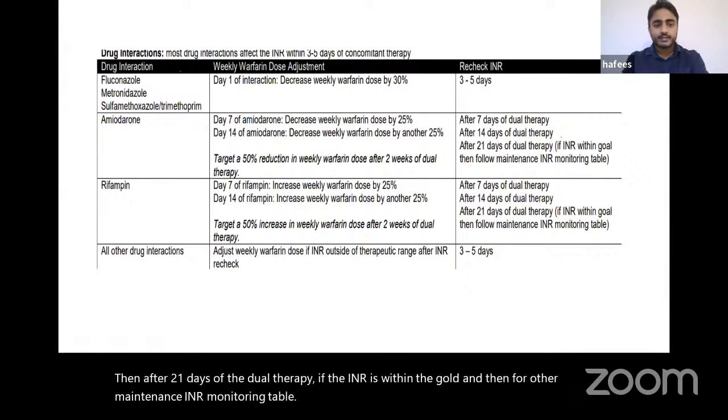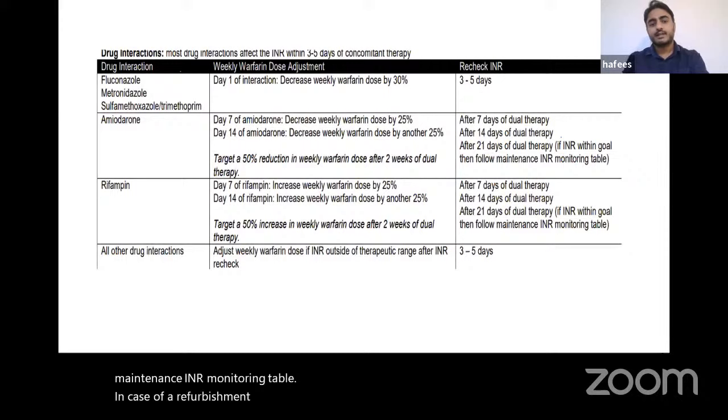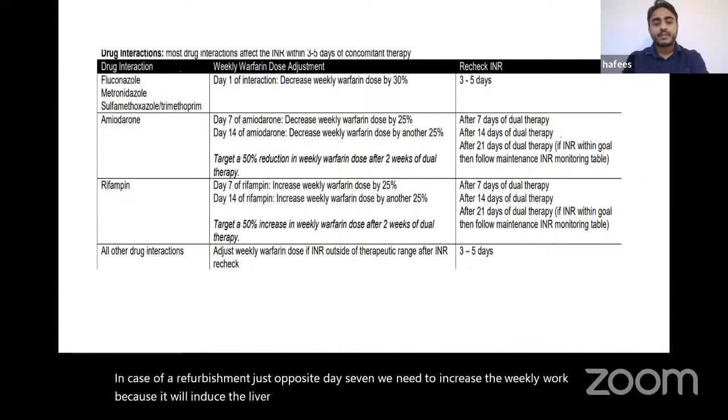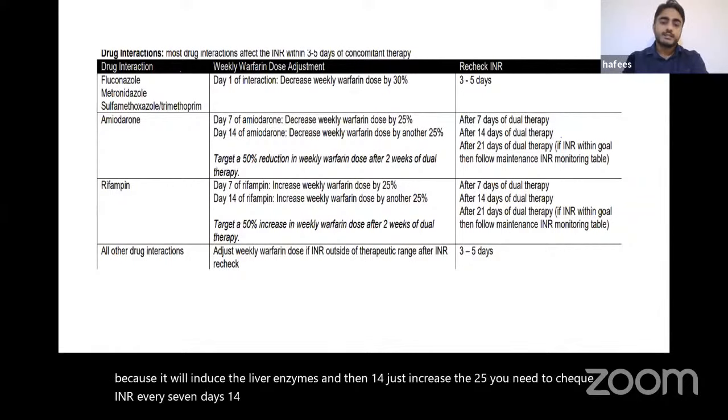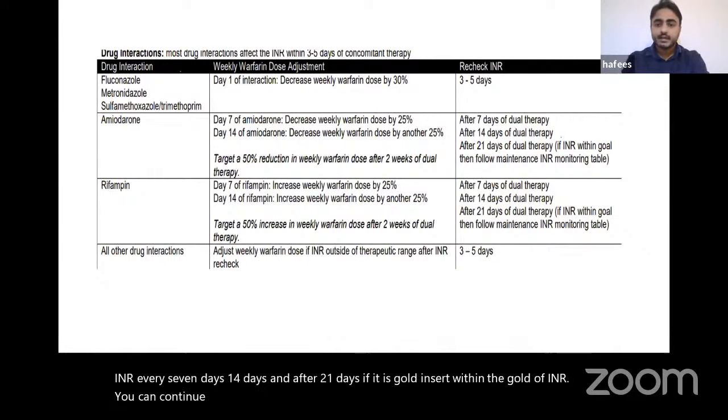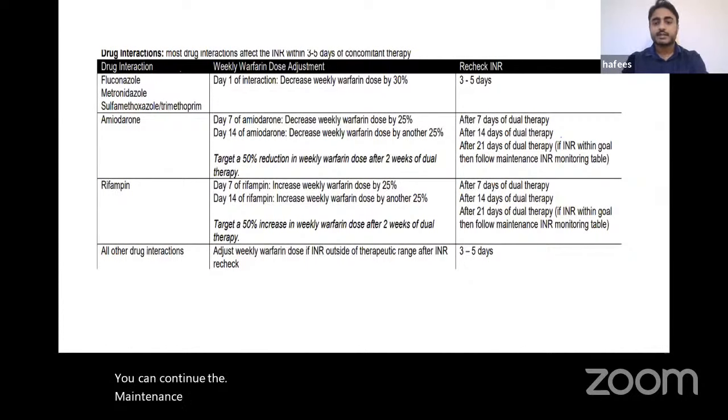In case of rifampicin, it's just the opposite. On day 7, we need to increase the weekly warfarin dose because it will induce the liver enzymes. Then on day 14, increase by another 25%. You need to check INR every 7 days, 14 days. And after 21 days, if the INR is within the goal, you can continue the maintenance dose.